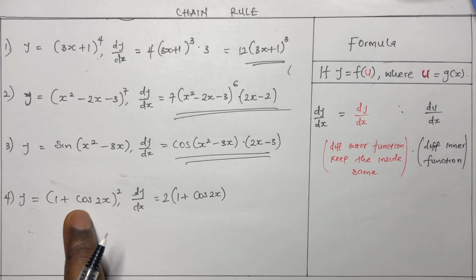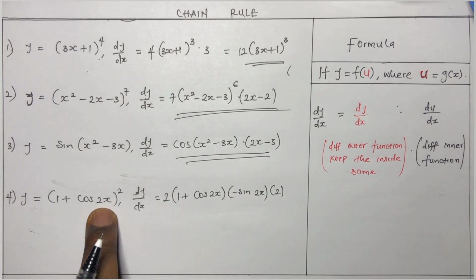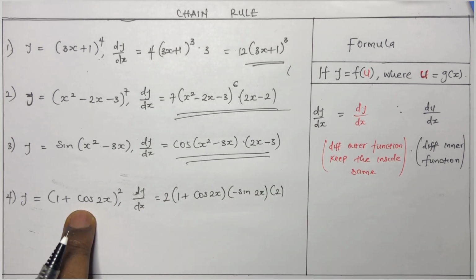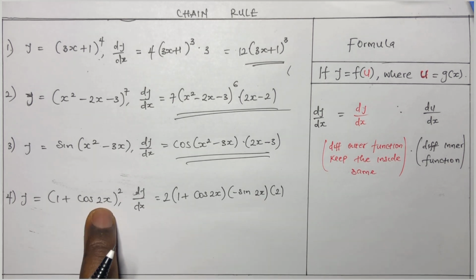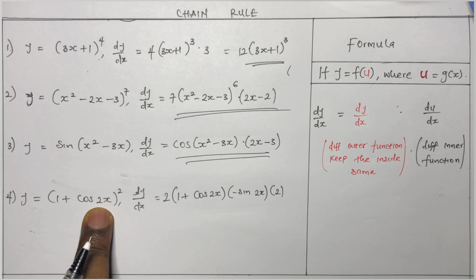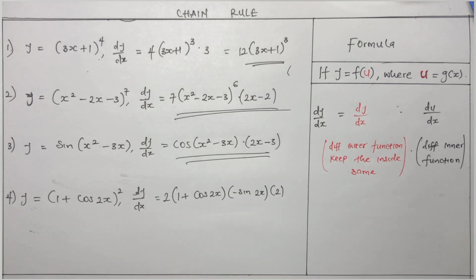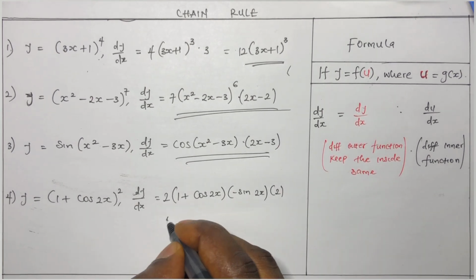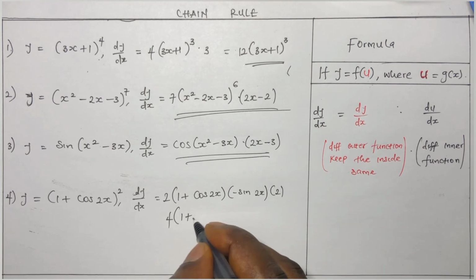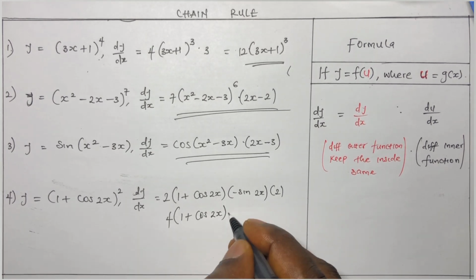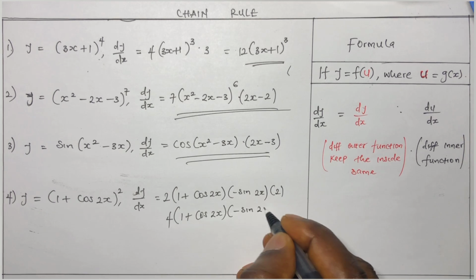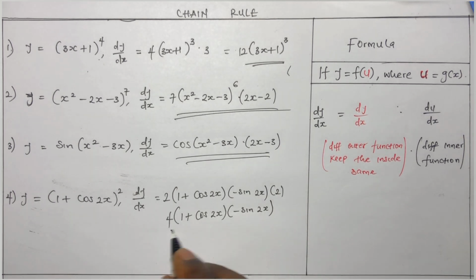So we are going to differentiate the cos first. This 2x was kept constant when we differentiated cos, right? And so we have negative sine 2x. Then we now also differentiated the inside function, which is 2x, and that's what gave us this 2 we have right here. So we can actually tidy up this. Since everything is multiplying, we can tidy up this to be 4 times (1 plus cos 2x) times negative sine 2x, which is the correct derivative of this particular function.